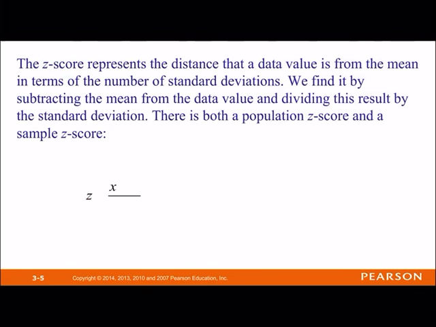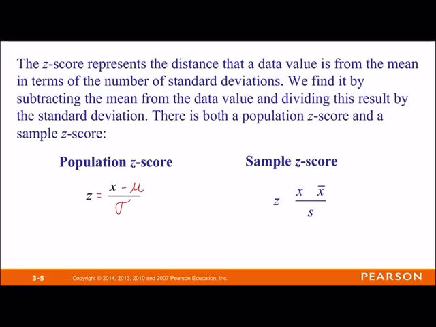The z-score represents the distance that a data value is from the mean in terms of the number of standard deviations. We find it by subtracting the mean from the data value and dividing this result by the standard deviation. There is both a population z-score and a sample z-score. So your population z-score is going to be z equals x minus mu all over sigma.